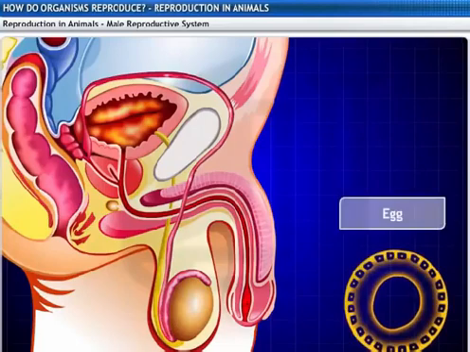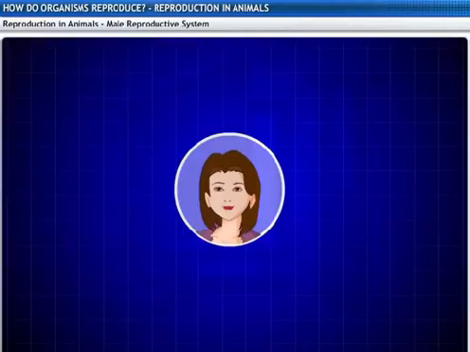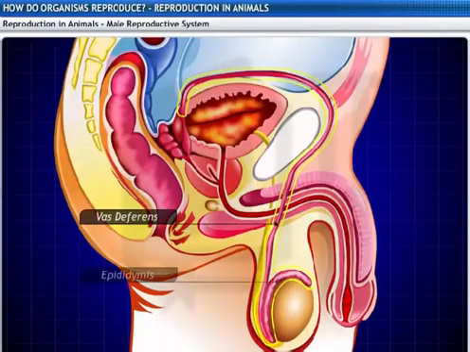The sperms then pass through the urethra and through the penis to reach the female reproductive system, where the sperm gets to meet the egg. What is the vas deferens used for? The vas deferens continues from the epididymis as a tube. The length of the tube is about 30 centimeters and it is muscular.